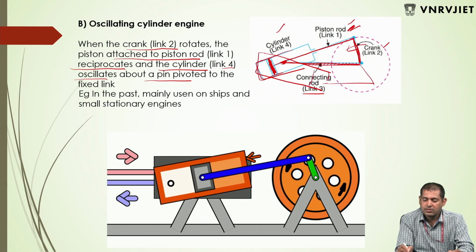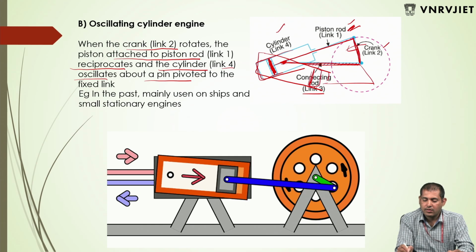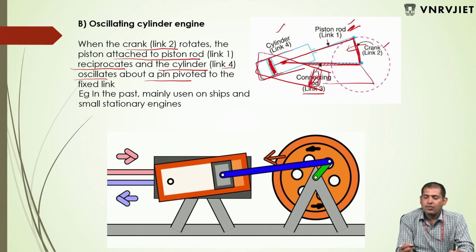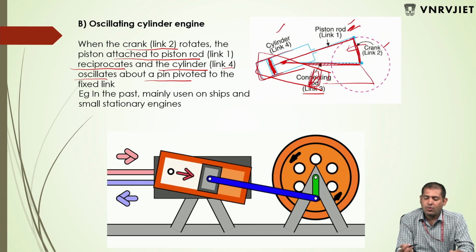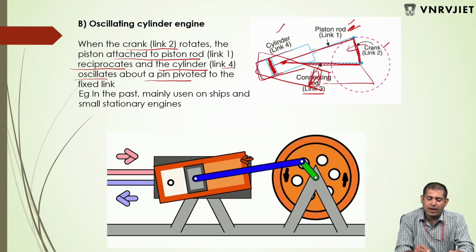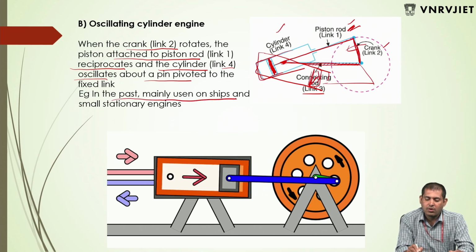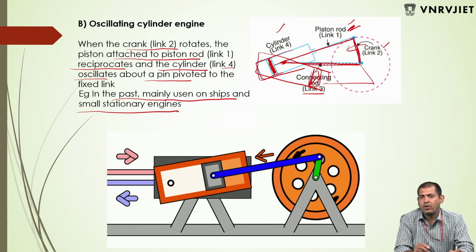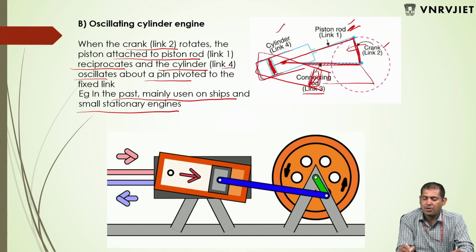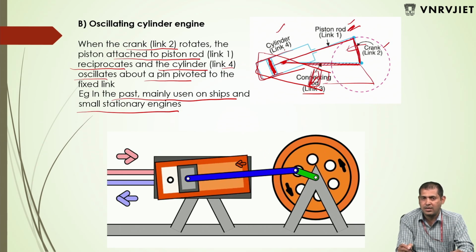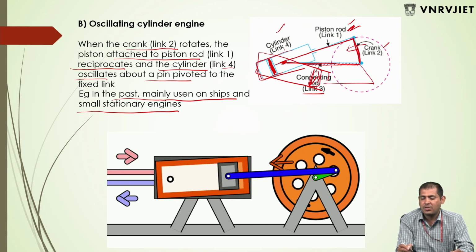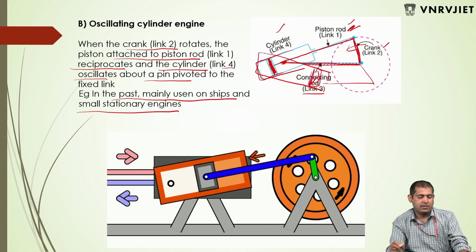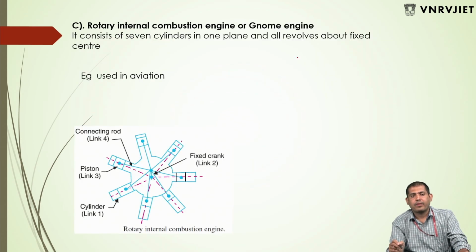This comes to here, the cylinder is oscillating. So where are we going to use this type? In the past, it was mainly used on ships and small stationary engines. Nowadays we are not going to use it, because when it is continuously oscillating, there is a chance of hazard, damage, and high wear and tear. That's why we are not using it recently.